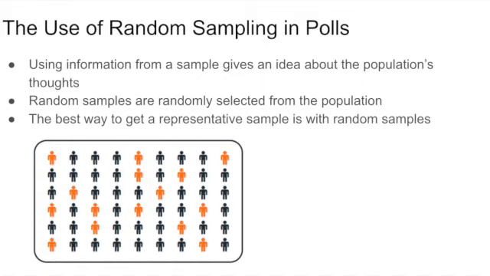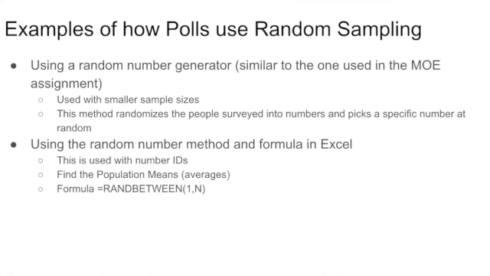Using information from a sample gives an idea about the population's thoughts. Random samples are randomly selected from the population. The best way to get a representative sample is with random samples. We're showing a few examples of how polls are used in random sampling. The first one is using the random number generator, and you can find that on Google just by looking up random number generator.